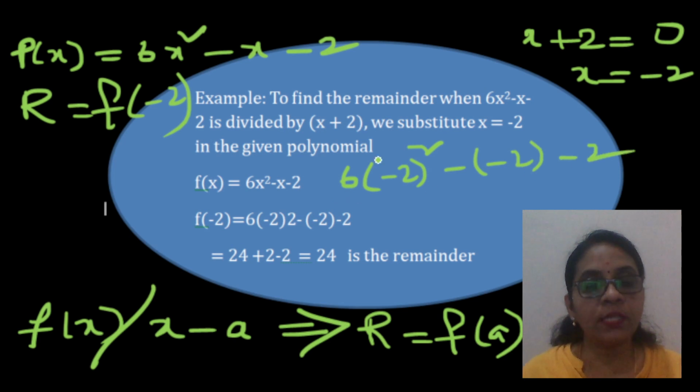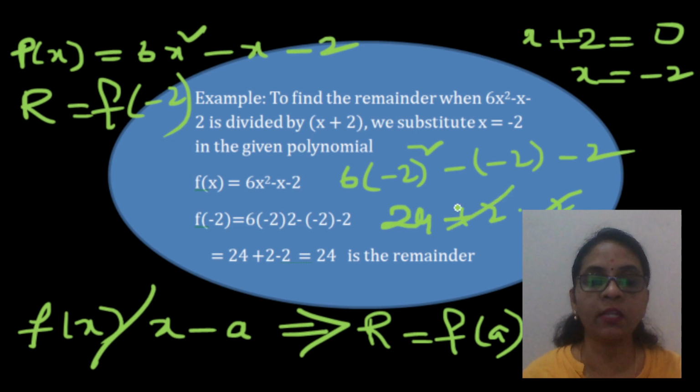Okay. So, it is 6 into minus 2 square, 6 into 4. Children, remember, the square of a negative number is always positive, which means if the power is even, the final answer will always be positive. But if the power is an odd number, you get a negative answer. So, 6 into minus 2 square is 6 into 4, 24, plus 2 minus 2 gets cancelled. So, 24 is the remainder. Is this clear? 24 is the remainder. One more example so that you understand it better.